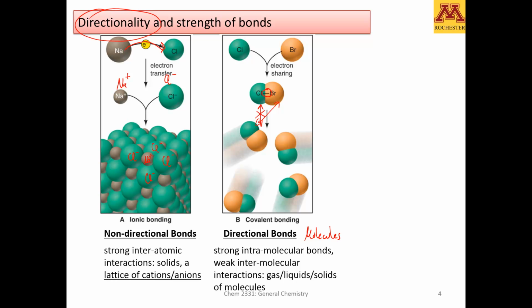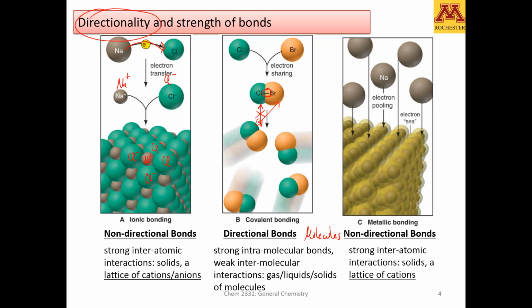And finally, metallic bonding is also non-directional, because the electrons are not necessarily shared with a specific other atom. There is a pool of electrons that can move from atom to atom. This is why metals are so good at conducting electricity, because those electrons are free to move from higher potential to lower potential of the electric current.